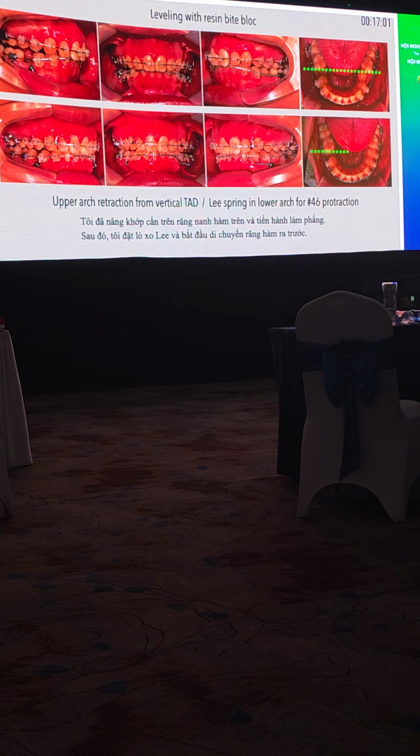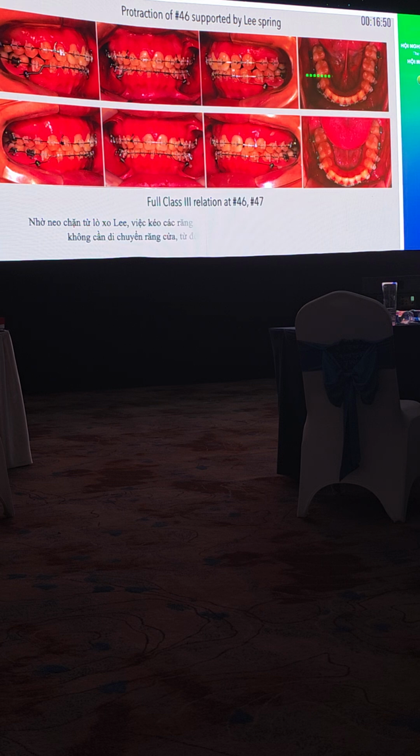I installed the bite plug on the maxillary canines and proceeded with the leveling. Following this, I placed the leaf spring and initiated the forward movement of the molars. Thanks to the anchorage provided by the leaf spring, the forward movement of the mandibular right molar progressed smoothly without requiring any movement of the incisors, leading to the formation of an intentional full class 3 molar relationship.